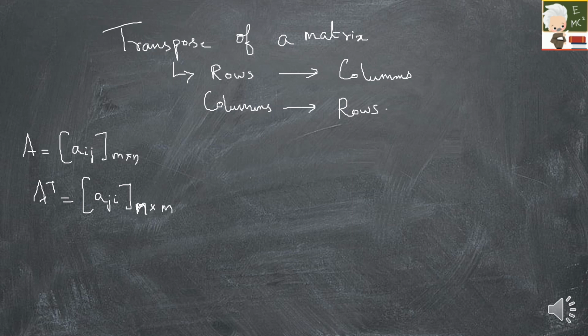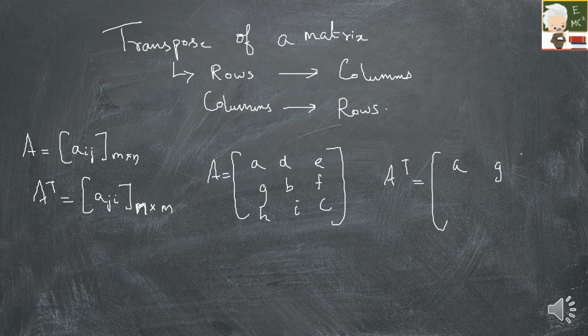So let me give an example. For example, if my A is A, B, C, D, E, F, G, H, I. So this is how I generally represent a matrix. Then what would my A transpose be? All your elements are getting interchanged. So first it would be A, G, H, D, B, I, E, F, C. So this is what my A transpose looks like.